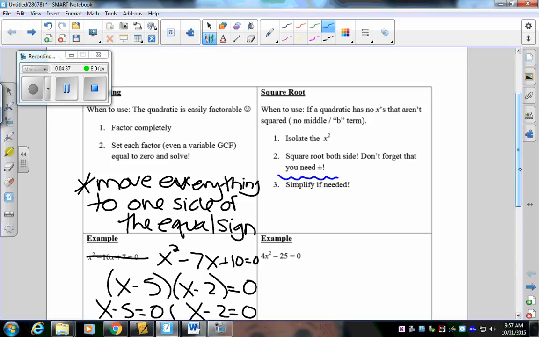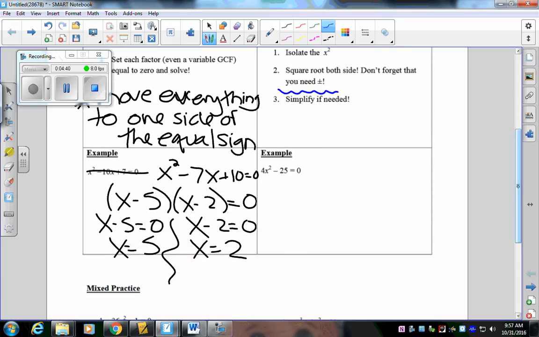And then, of course, simplify when you're taking the square root. If they're perfect squares, just take the square root. If you have to simplify into a radical, whatever it may be. So let's take a look at this example. Okay, so I'm going to start by moving the 25 over. So adding 25. So I get 4x squared equals 25.